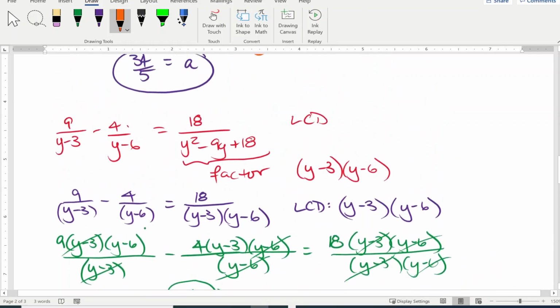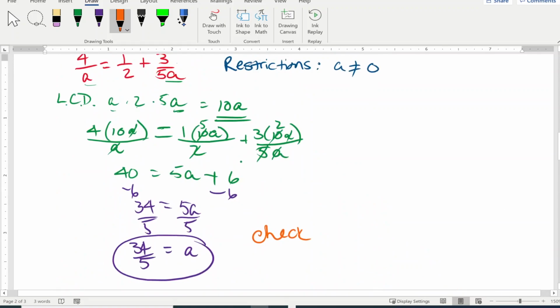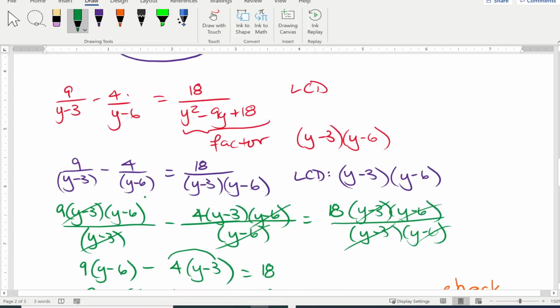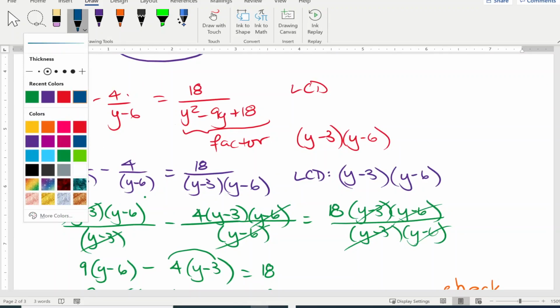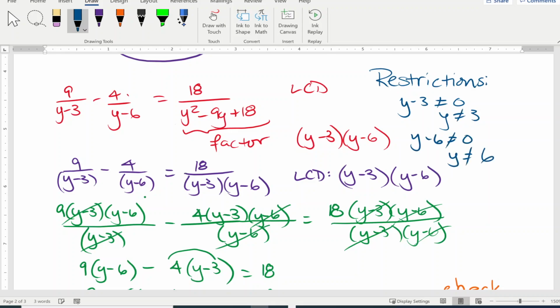One thing we didn't do on this question was look at the restrictions here. Let me just put those restrictions in. So here are the restrictions. y minus 3 cannot equal 0, so y cannot equal 3. And y minus 6 cannot equal 0, so y cannot equal 6. And those are our restrictions.